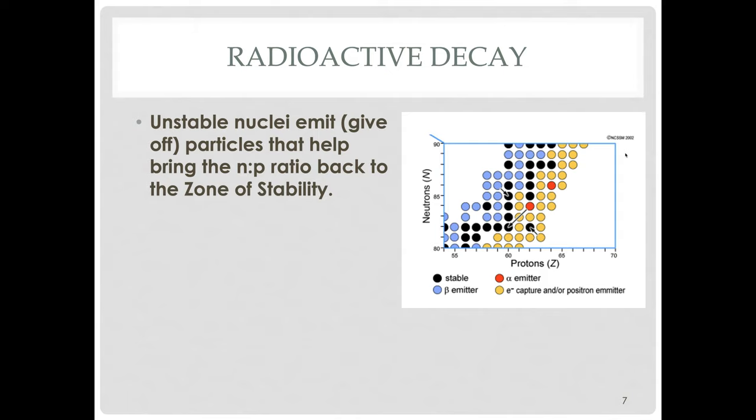So these unstable nuclei will burp out particles that help to bring the proton to neutron ratio back to the zone of stability. So a beta emitter, when it undergoes beta decay, will turn into an isotope that is now stable and will no longer undergo decay. Sometimes it takes more than one step to get you back to this. For example, this beta emitter right here is going to have to undergo two beta decays. It'll have to decay to here and then to here in order to form a stable nucleus. So sometimes it's going to require more than one step in order to get you back to the zone of stability.